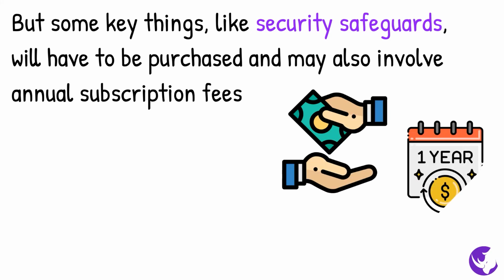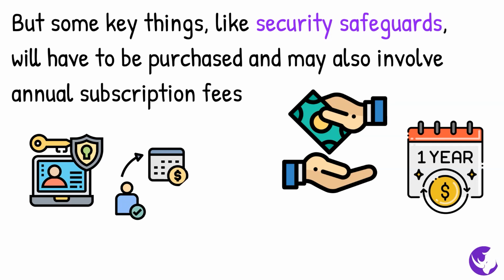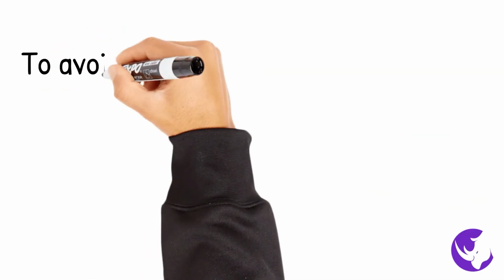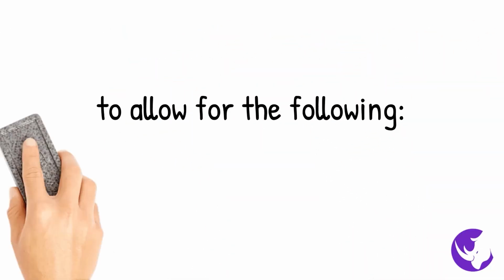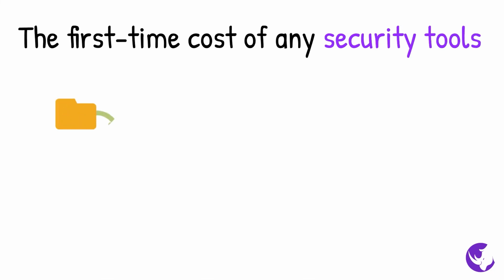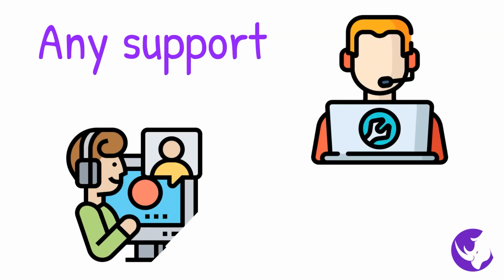For example, unlike software that you typically pay a one-time fee for, a subscription to anti-malware software might need to be renewed monthly or annually. To avoid surprise expenses, it is best to allow for the following: the first-time cost of any security tools, as well as upgrade or update fees. Any support, consulting, or training costs.